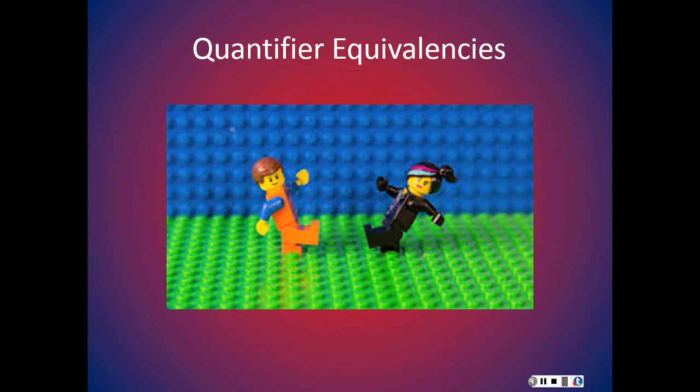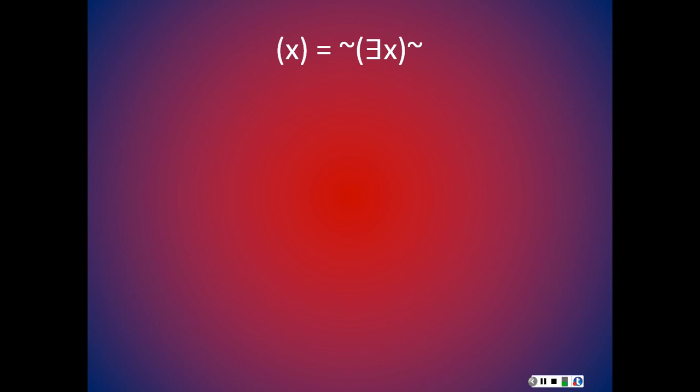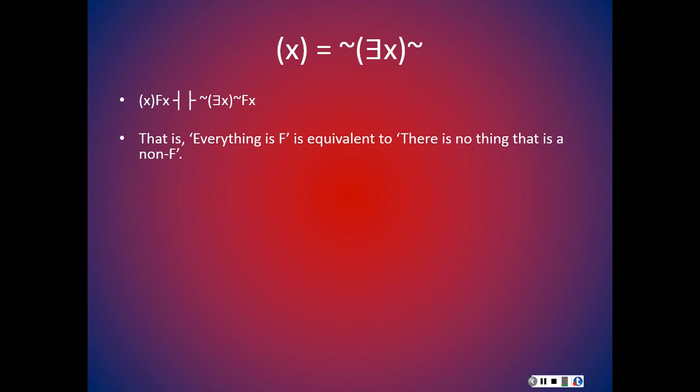In this brief lecture, I'd like to talk about the relationship between the existential and universal quantifier a little bit more. So the first thing that I want to note is that the universal quantifier is equivalent to the negation of the existential quantifier followed by another negation sign. So this sequent, for instance, is a valid sequent. And what it says is that everything is F is equivalent to there is no thing that is a non-F.